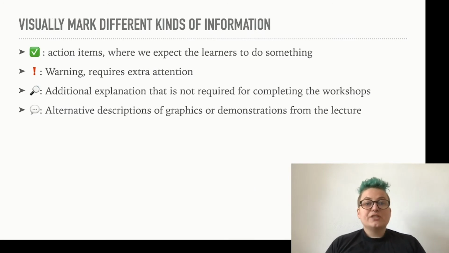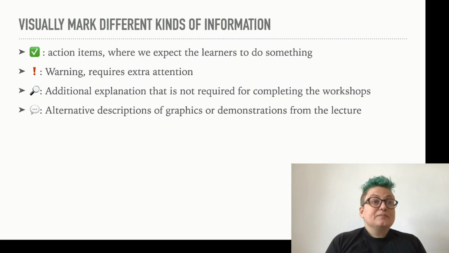We used emojis to visually mark different kinds of information. Emojis work well in Markdown, and they are readable by screen readers and provide a large number of icons. This way, learners can see in one glance which parts of the text are important for them right now. I can skip to action items if I was able to hear everything from the lecture. I can specifically skip to the next speech bubble emoji if I need an alternative description.